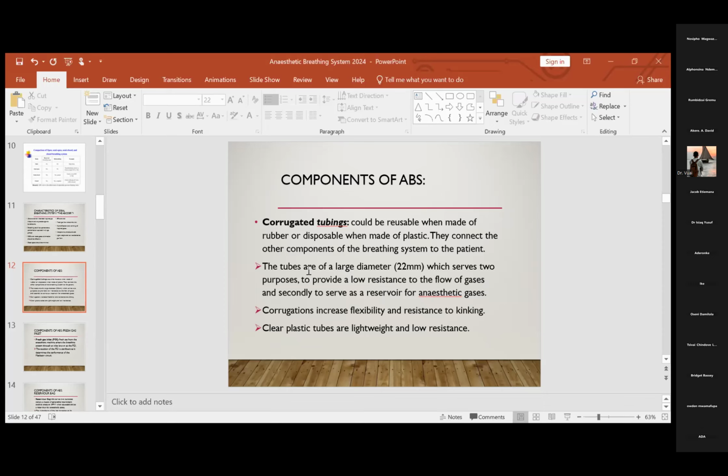Each component of the anesthesia breathing system is specifically designed to fulfill specific functions. The tubes are of large diameter, about 22 millimeters, and it serves two purposes. It provides low resistance to flow of gases, and secondly, it serves as a reservoir of anesthetic gases. That's why sometimes after you have switched off your vaporizers, there's still some anesthetic gas in your tubings. Those are the two functions of your corrugated tubings.